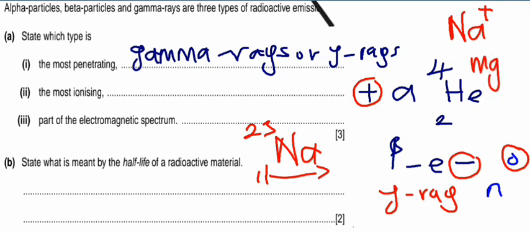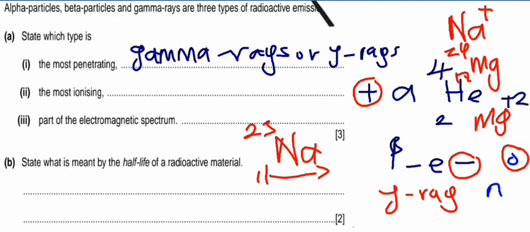Magnesium has a mass number of 24 and a proton number of 12. So what is going to happen here? Magnesium is going to lose 2 electrons, okay? Once it loses 2 electrons, it is going to become a magnesium ion with a plus 2 on top, right?